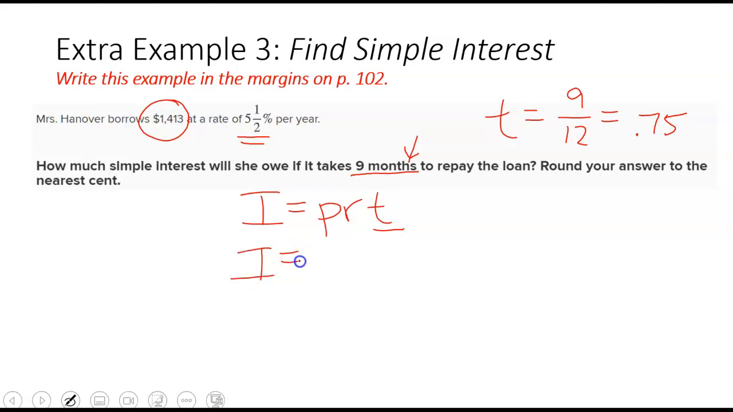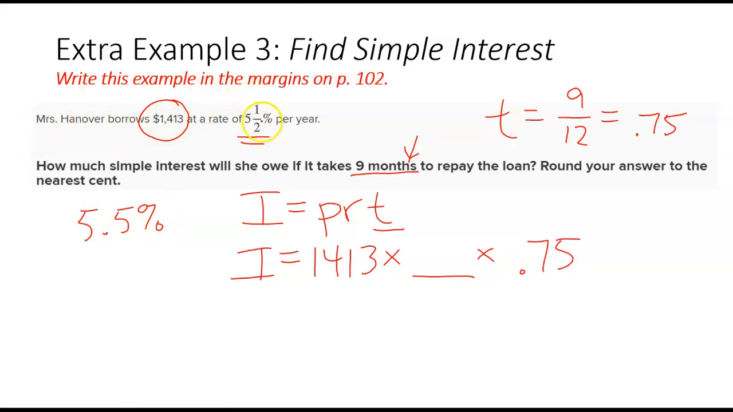So our interest is our principal times our rate times our time, 0.75. But now again, our rate is a little tricky because it's 5 1/2%. So you guys should know that 1/2 is the same as 0.5. So we can write 5 1/2 as 5.5. If you don't, remember that you can take 1 divided by 2 in your calculator and get 0.5.